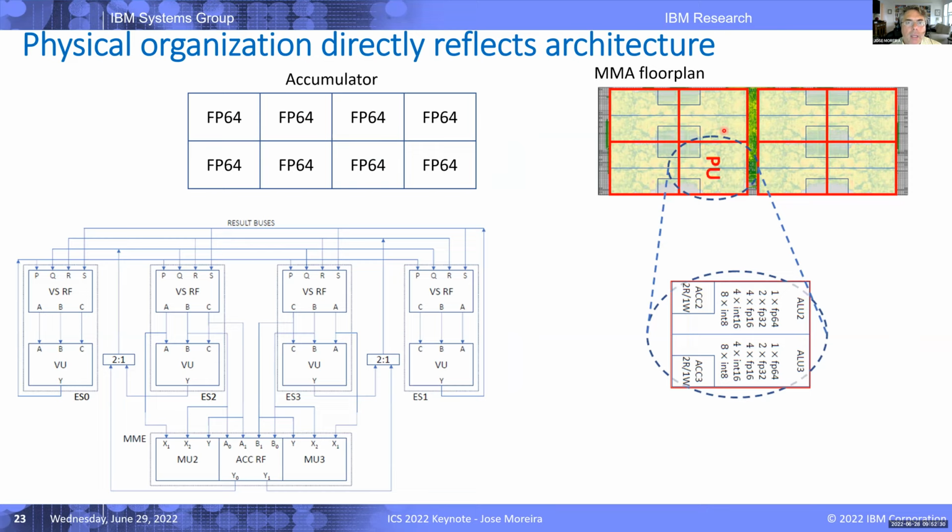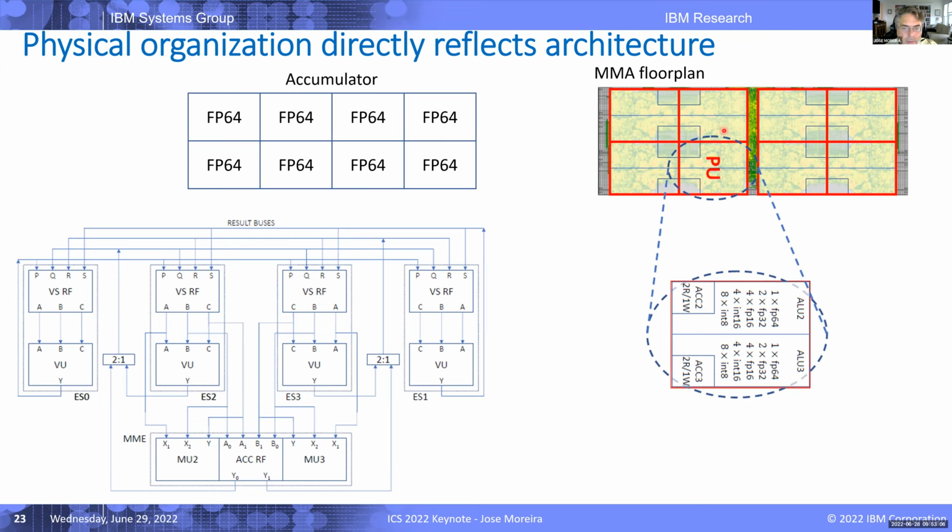I'll go over a few other cases of matrix units. I proudly say, and I hope it's right, that Power 10 is the first commercial CPU to have a matrix unit. But there are things before it that had matrix units. GPUs have had matrix units for 5 years. So it's not the first matrix unit, but it's the first commercial CPU with a matrix unit. But it's not the last, and I want to talk a little bit about others that are coming soon.